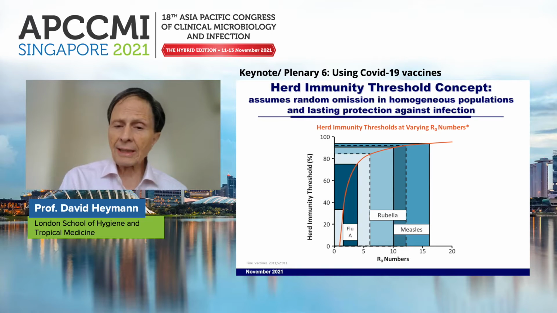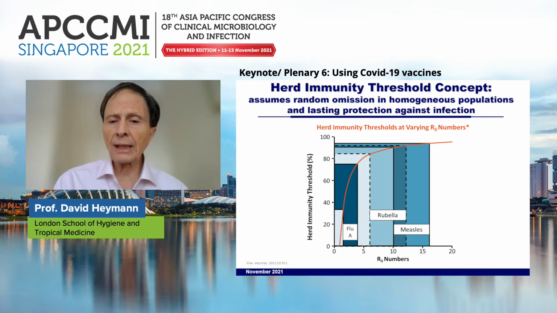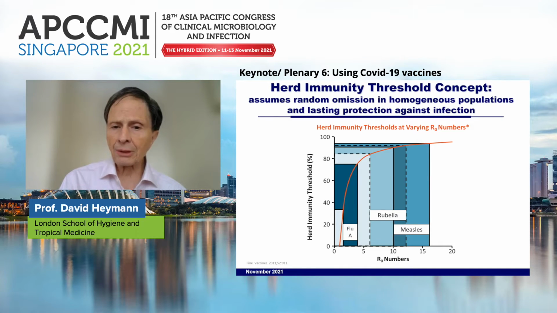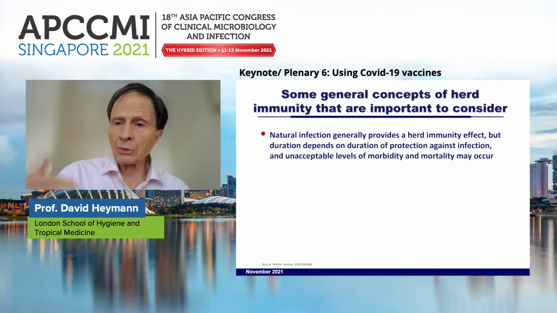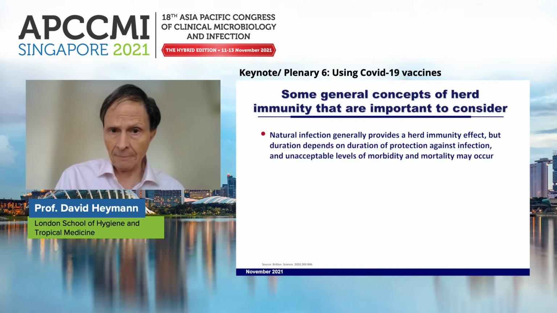And what you can see is that there are vaccines that cause permanent immunity against infection. And when that occurs, if you get a level of vaccination coverage above 90%, you can actually eliminate the infection because transmission stops. But that's with a vaccine that causes protection against infection. Let's talk a little bit about some general concepts of herd immunity, because these are important to consider as we begin to talk about COVID-19.